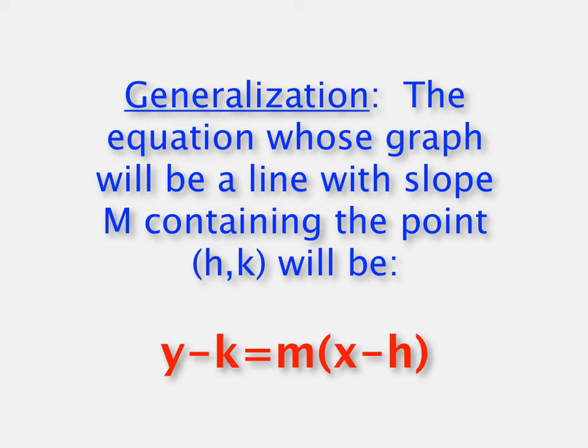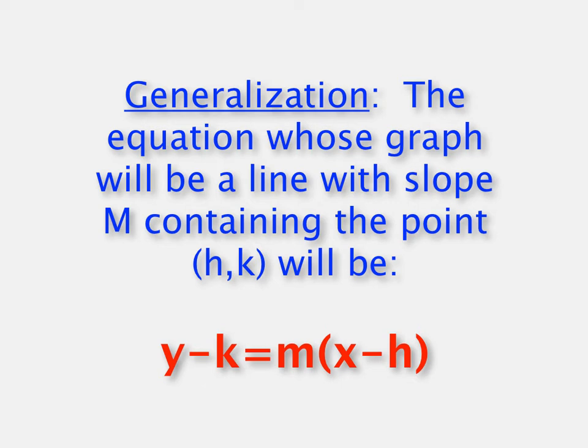But there is a general formula that exists, and I find it only appropriate to share it with you. And so, the equation whose graph will be a line with a slope m containing the point h, k will be y minus k equals m times the quantity x minus h.